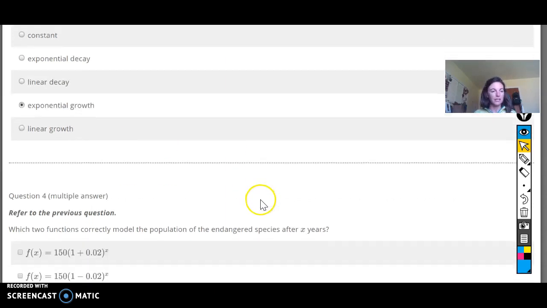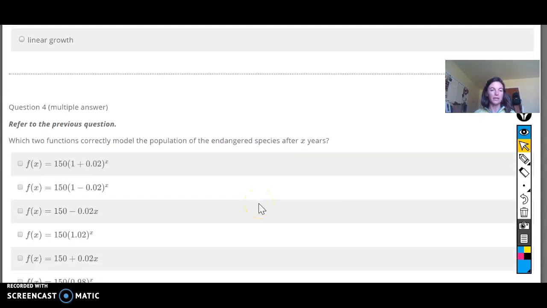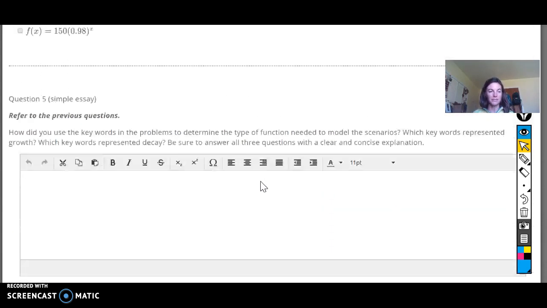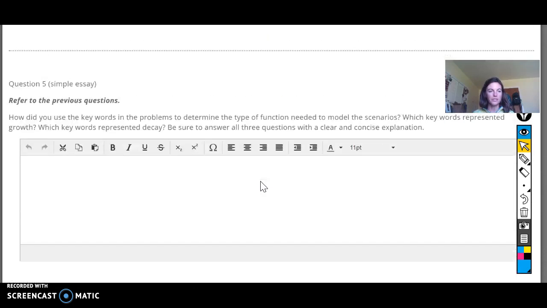All right. Okay, so the formula, I kind of gave that away, is going to be 150 times 1 plus 0.02 to the x power. And if we combine these, it's that one. Hopefully that makes sense. And that x power represents the number of years that they've been working on increasing that population. Okay, 2 more questions.